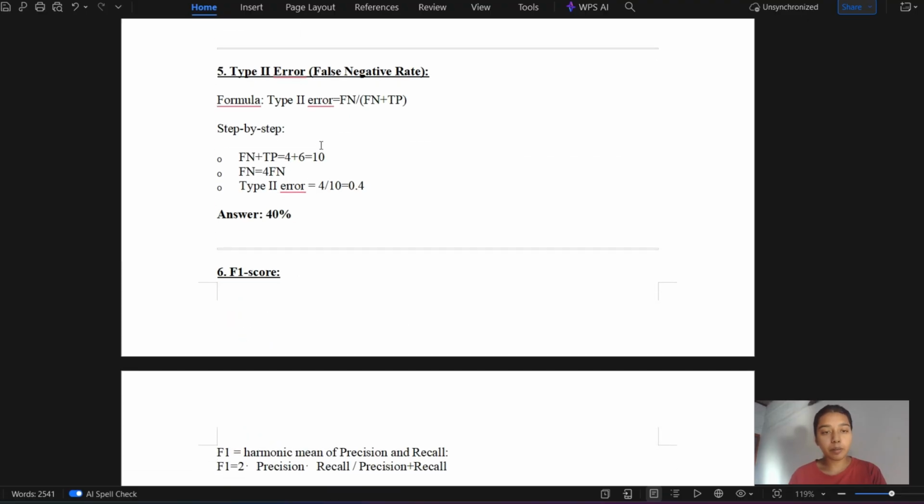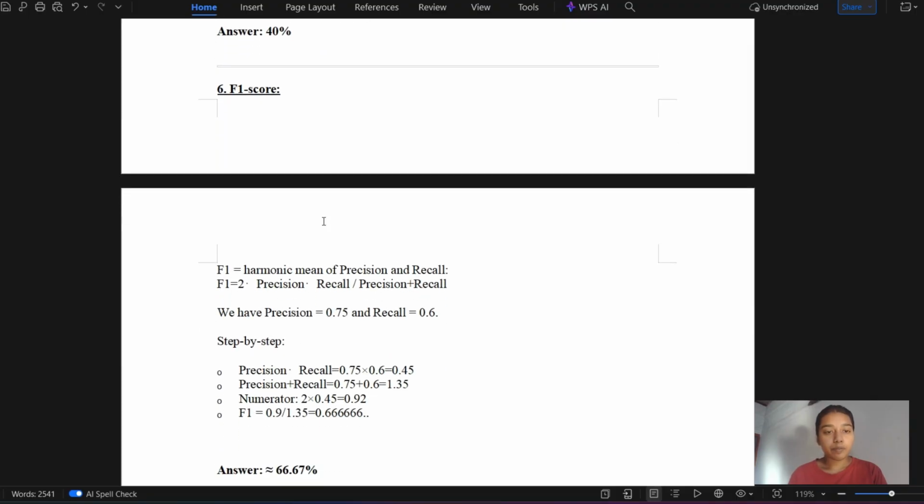Fifth, to calculate type 2 error, the formula is FN divided by FN plus TP. FN plus TP equals 10, FN equals 4. So type 2 error is 0.4 or 40%.